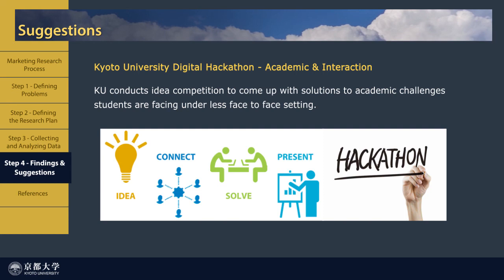Our first suggestion will be to conduct Kyoto University Digital Hackathon Day. It will help to ease the problem in academic and interaction. Kyoto University could conduct an idea competition digitally through an online platform, which will invite students and researchers within the campus. Together, they will meet online and discuss what the potential solutions are to solve the academic challenges that everybody is facing under this COVID-19 situation. By doing so, aside from thinking about solutions, students and many stakeholders will be able to interact with one another. Hopefully, by the end of the day, they will be able to provide recommendations for the university.